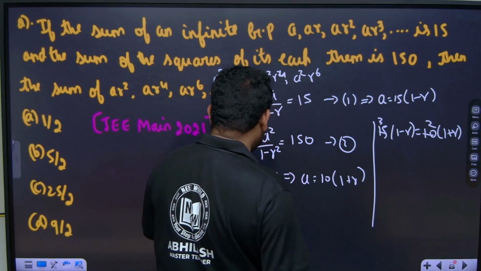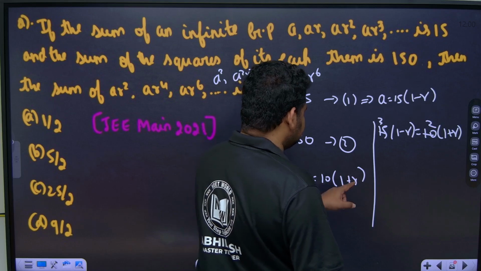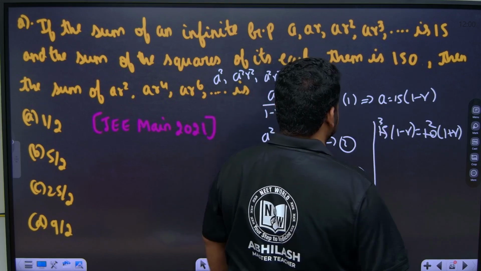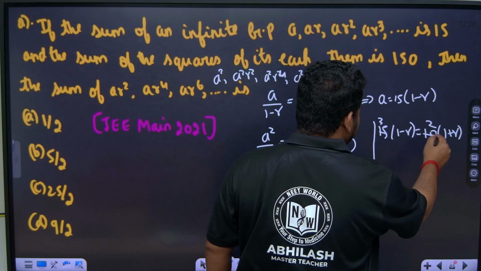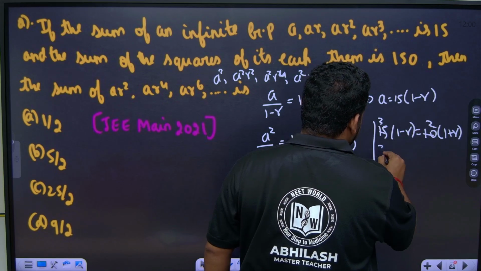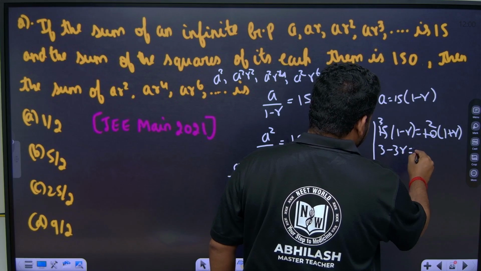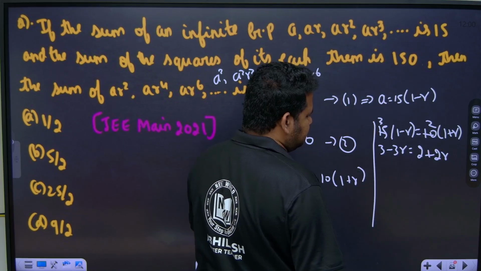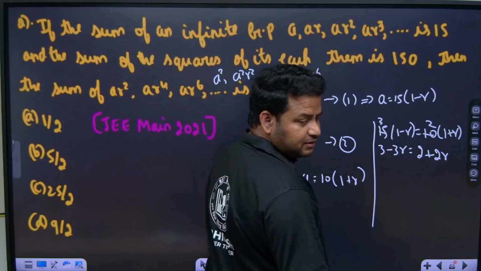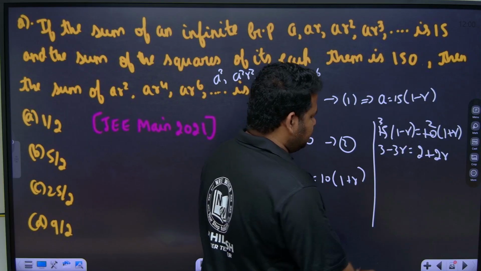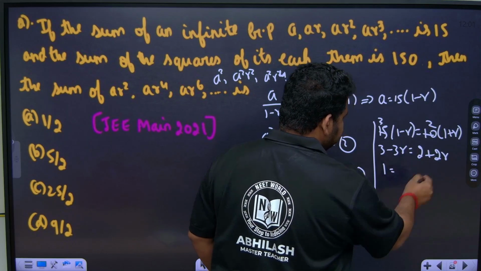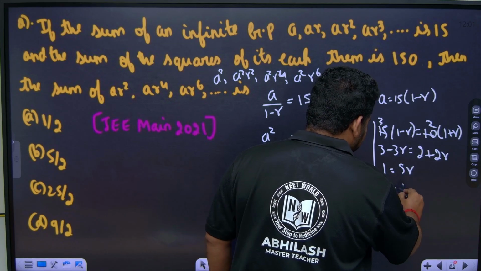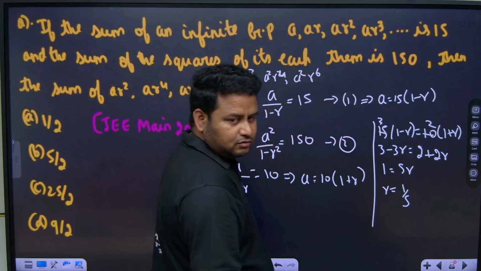This will be A into 10 times (1 plus r). This is A by (1 minus r), A is equal to 15 times (1 minus r). So 15 times is equal to 5 threes are 15, 5 twos are 10, so 3 times (1 minus r) is 3 minus 3r, and 2 times (1 plus r) is 2 plus 2r. Now if I bring this to this side, what will it become? 1. Okay, if I send that side, r will become 5r. So r will be equal to 1 by 5.